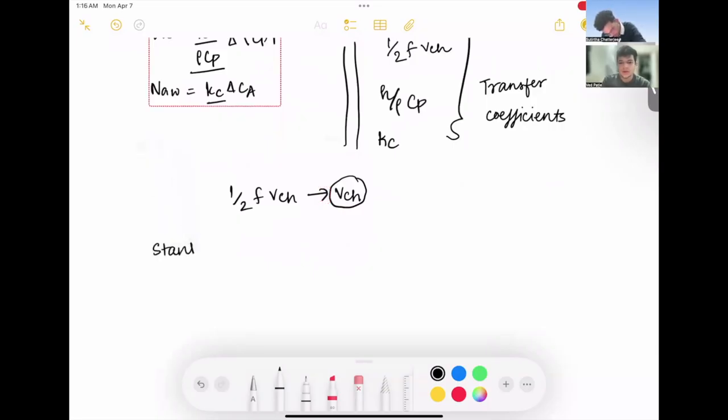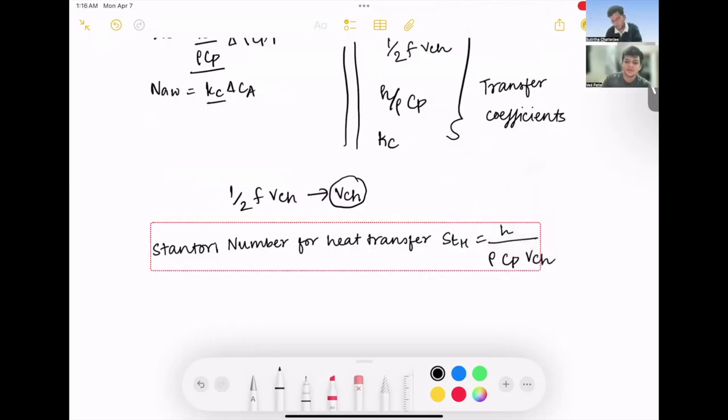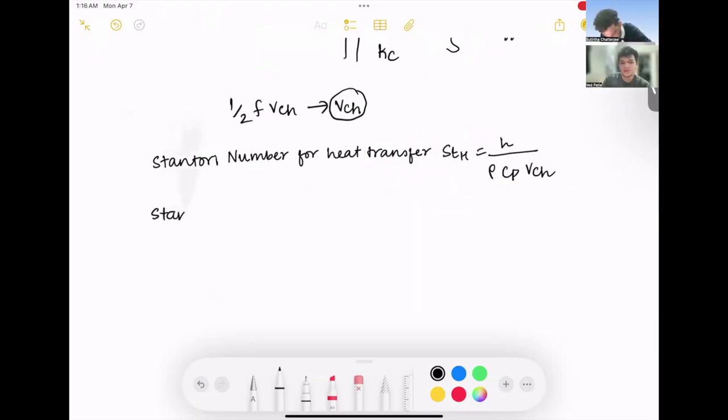Now we will derive the heat transfer Stanton number, also denoted as STH, which equals h upon rho Cp multiplied by VCH. Now we will derive the Stanton number for mass transfer, also denoted as STM, which equals Kc by VCH.